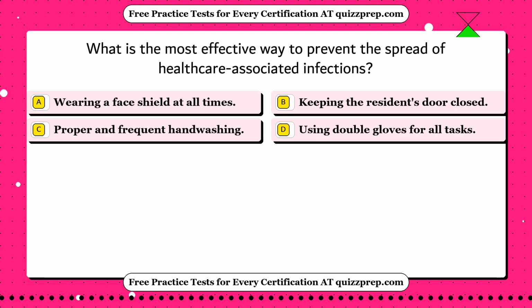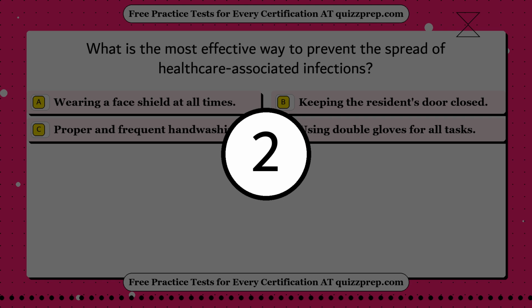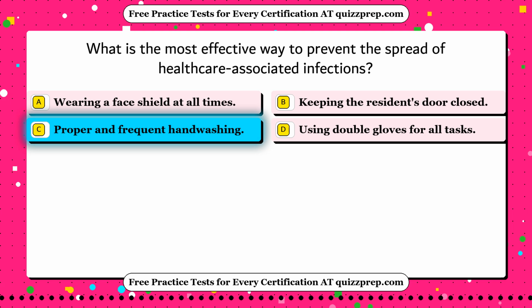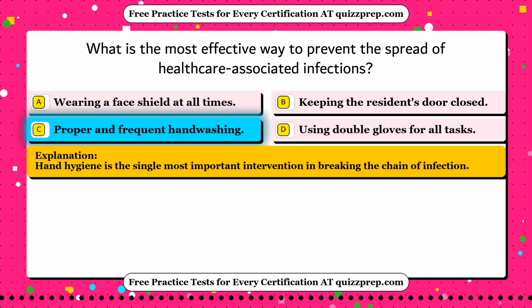Question 28. What is the most effective way to prevent the spread of healthcare-associated infections? Option A. Wearing a face shield at all times. Option B. Keeping the resident's door closed. Option C. Proper and frequent hand washing. Option D. Using double gloves for all tasks. The correct answer is option C. Proper and frequent hand washing. Hand hygiene is the single most important intervention in breaking the chain of infection.